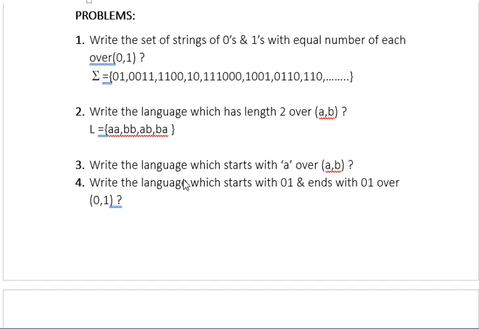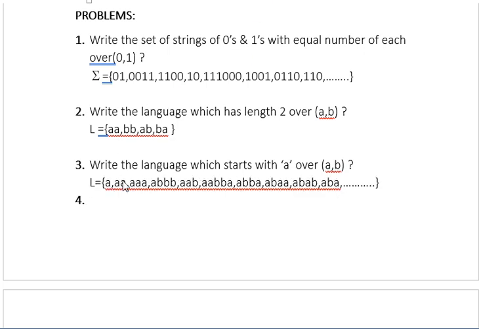Next, if you see another question, write the language which starts with A over A comma B. If you consider A and B as the inputs, we have to write the sequence of strings which starts with A. It should start with A, but it can end with anything. It can end with A or it can end with B also. But it should start with A. So now let's see how the solution will look.